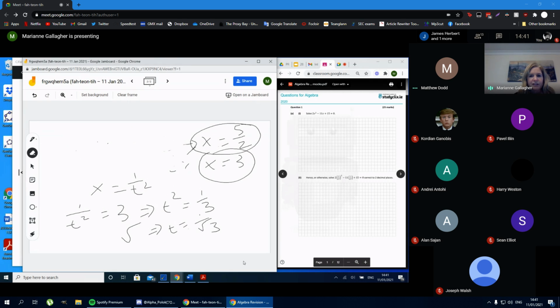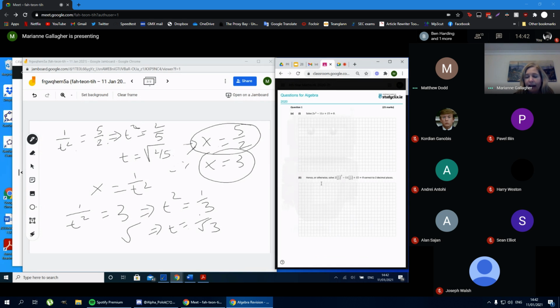So basically now I know 1 over t squared is equal to 5 over 2. If I flip both sides of that, I get t squared is equal to 2 over 5. And then I just get the square root of both sides. T is equal to the square root of 2 over 5. And that is 25 marks in less than 5 minutes. Okay. Hence is a very important thing. And when they say hence, you basically want to say, what's the connection between what I just did and what they're asking me to do now?